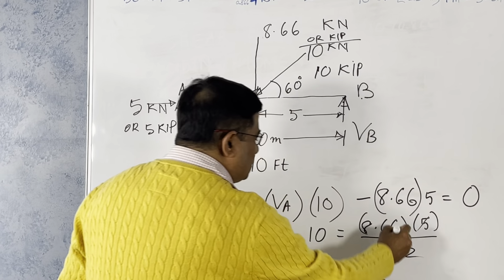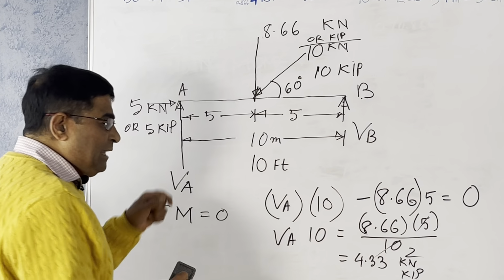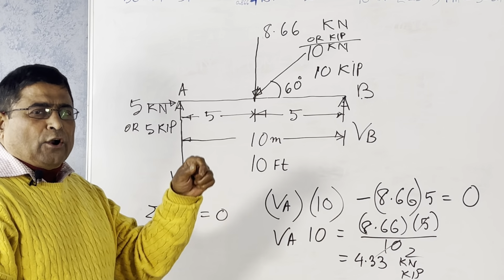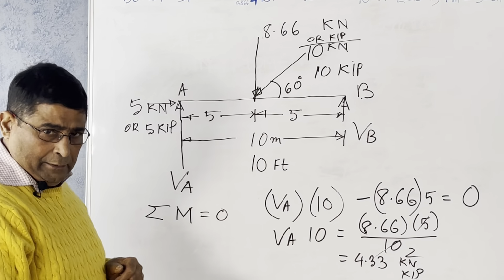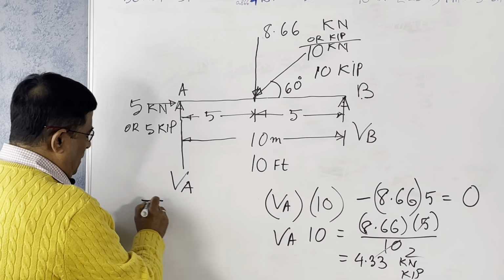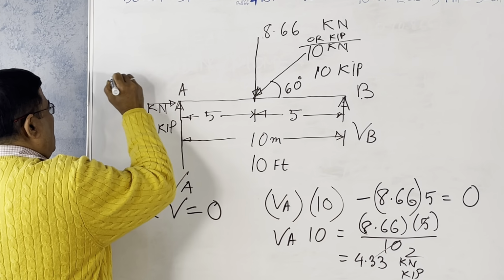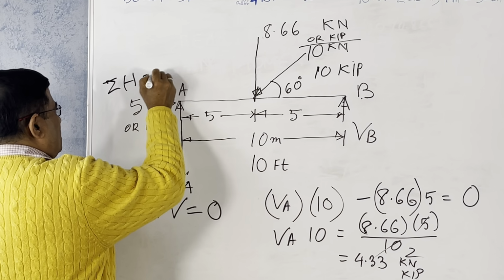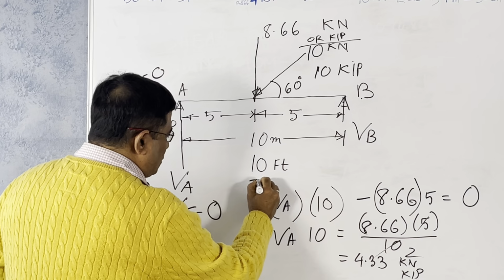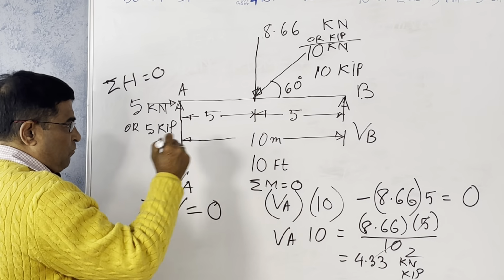You can put the unit as kilonewton or kip, it doesn't matter. 4.33. Now we will be using the third equation. They are not in this order, but I am calling it third. So the third equation I am using is summation of vertical force equal to 0. Here we use summation of horizontal force equal to 0, and here we use summation of moment equal to 0. Now I am using summation of vertical force equal to 0.